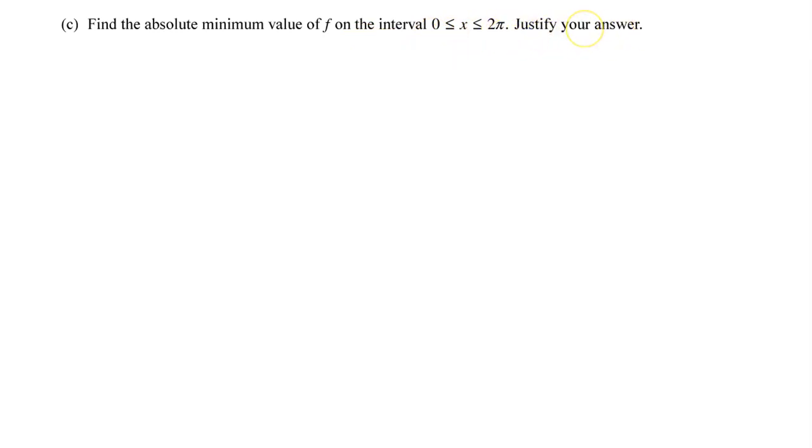Justify your answer. In order to find the absolute minimum, we use something called a candidates test. That's where we generate a list of possible candidates for the location of the absolute minimum, and we test each one to see where the value of the function is the least.